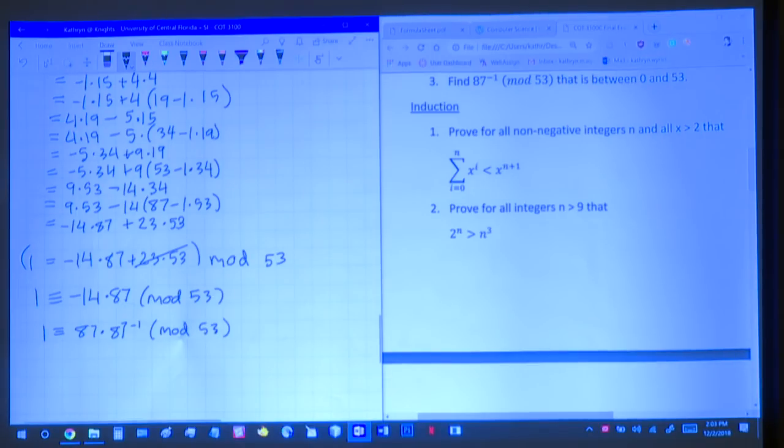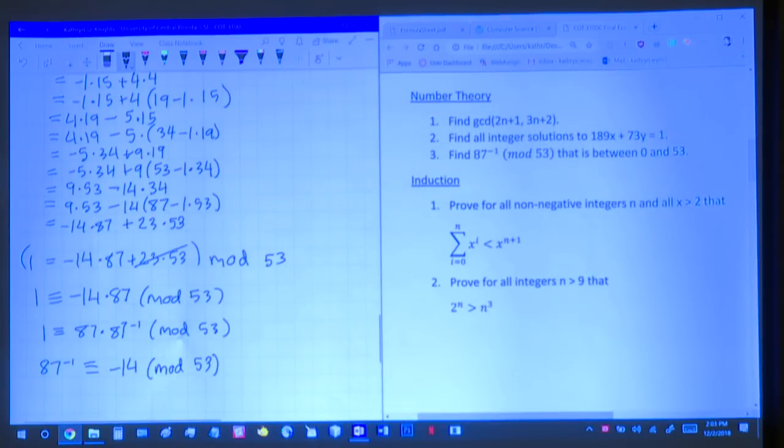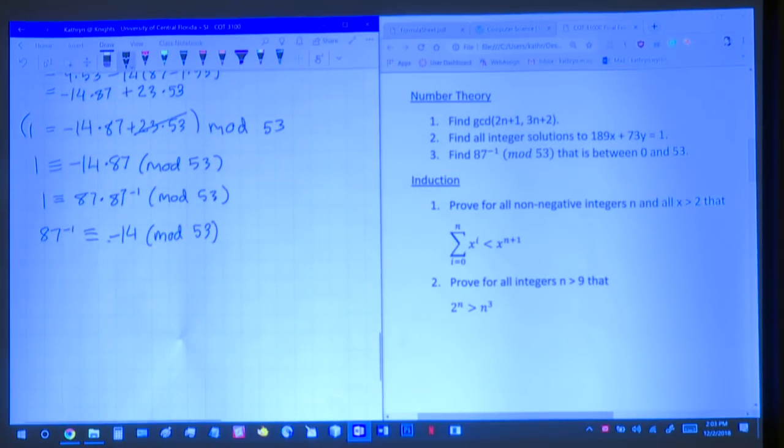So we can write that 87 to the negative 1, which is the inverse, is equal to negative 14 mod 53. But it states in the question that we need it to be between 0 and 53. So we'll just add 53 to this one because everything in an equivalence class, so everything that's equal to each other, you can add or subtract what you're modding by, and it'll all be in the same equivalence class. So 87 inverse is equivalent to 39 mod 53. And that's our final answer.